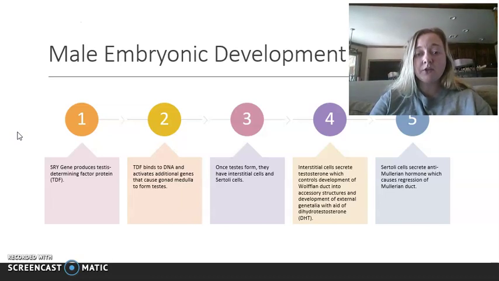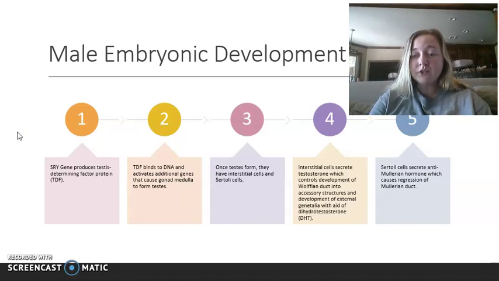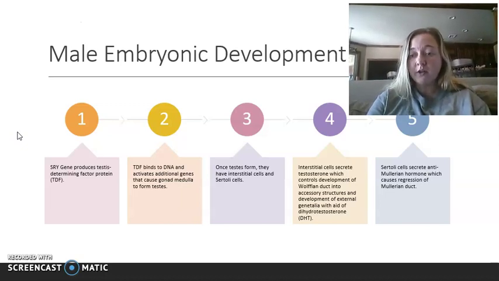Once the SRY gene produces TDF, the TDF will bind to DNA and activate additional genes that cause the gonad medulla to form the testes. Once the testes have formed, they have interstitial cells and Sertoli cells that have formed. The interstitial cells secrete testosterone, which controls development of the Wolffian duct into accessory structures and development of external genitalia with the aid of dihydrotestosterone, often referred to as DHT. The Sertoli cells secrete an anti-Mullerian hormone, which causes regression of the Mullerian duct.